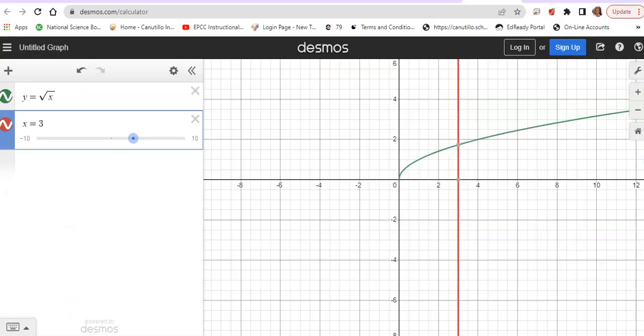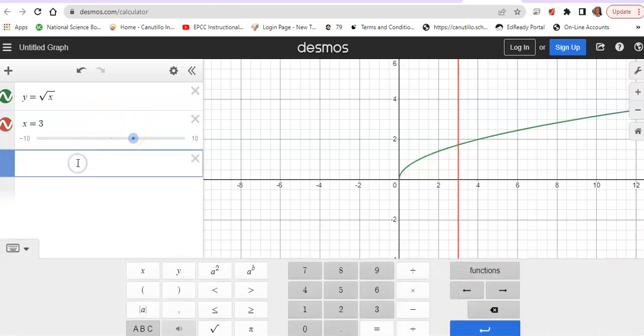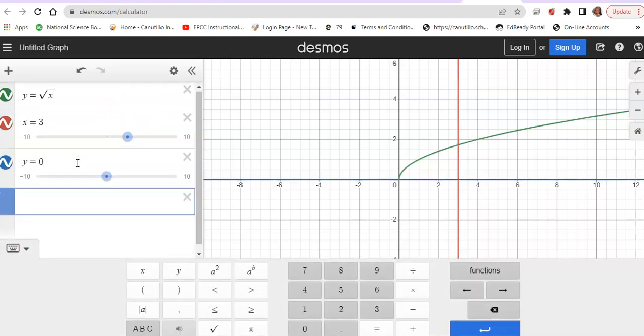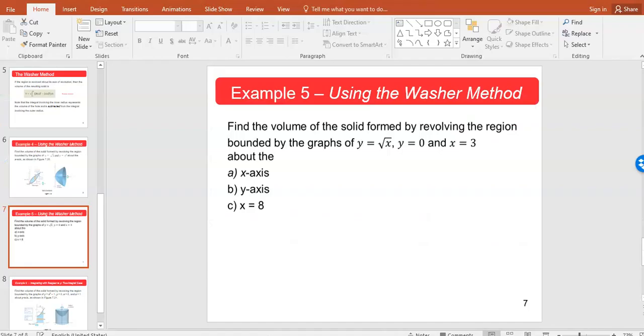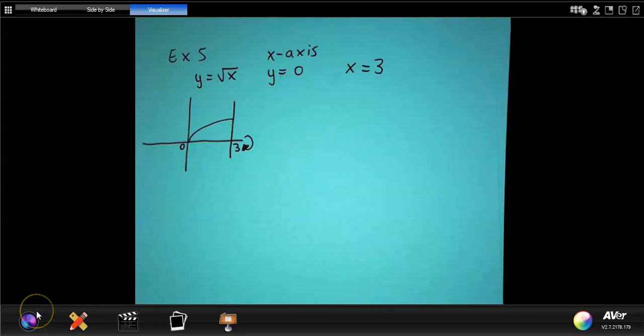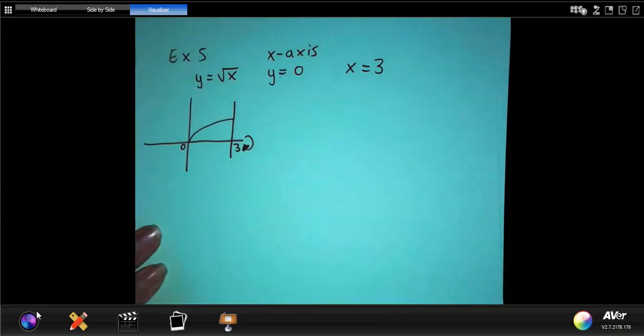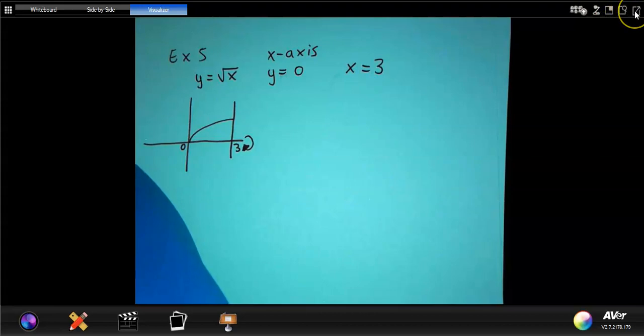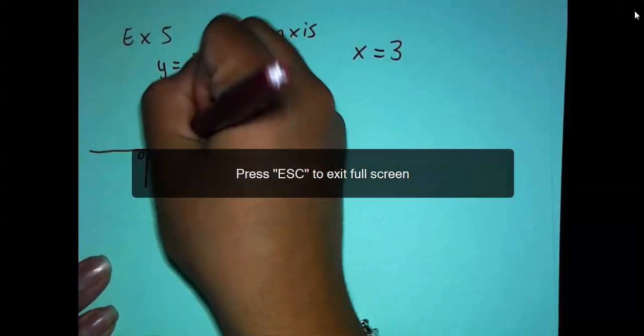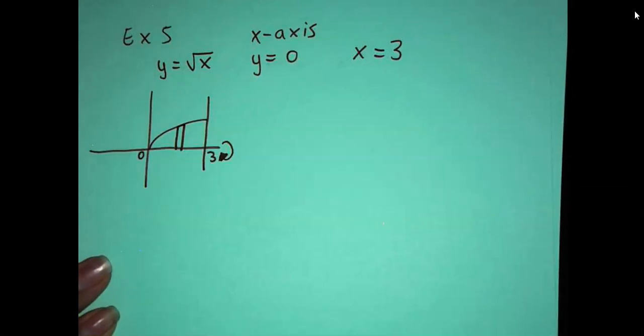I went to my Desmos and graphed these. Remember that I can even type y equals 0, which would just be the x-axis. So this is the area of rotation. The first one, letter A, says we're rotating it on the x-axis. I just drew the figure again. Rotating it on the x-axis, there's no hole. In this case, it is the disk method, where the function is my radius.